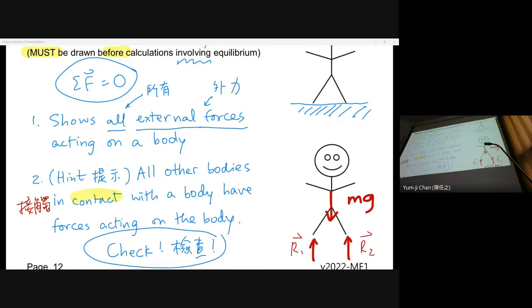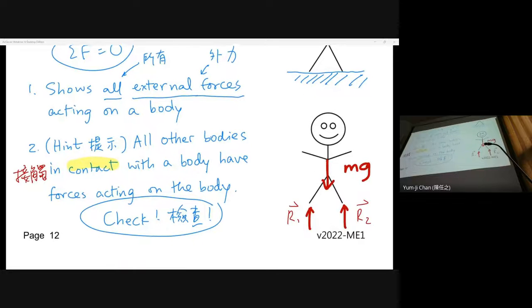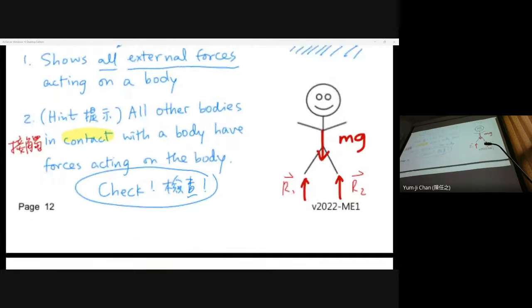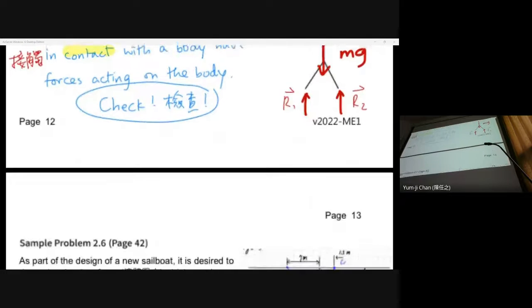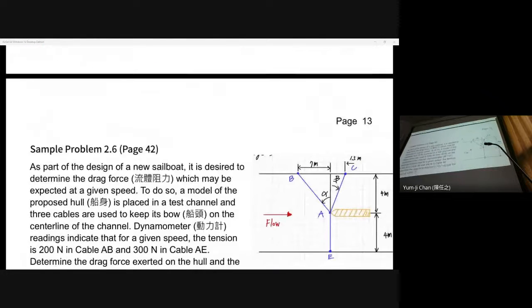But for example, if you forget to write down R1, your whole calculation will be wrong. It's okay. Now let's go on to working on an example. We go on to the sample problem 2.6.